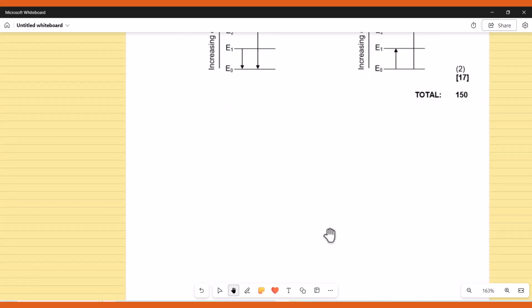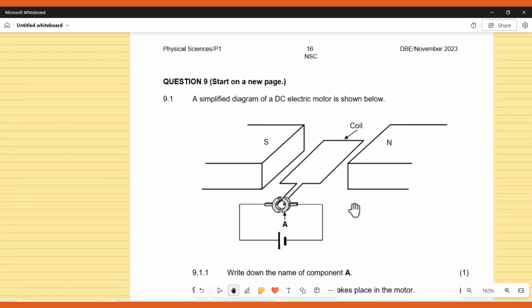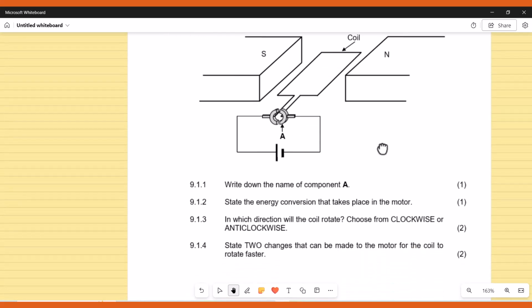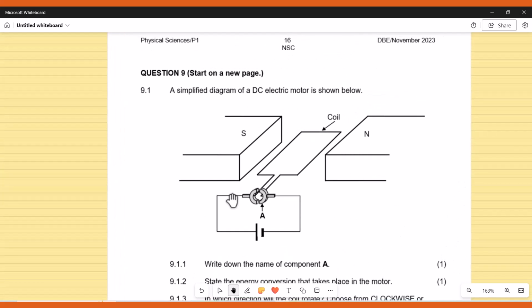Now this question here, I want to explain it again. Now they say that a simplified DC diagram of an electric motor is shown below. In which direction will the coil rotate? Choose from clockwise or anti-clockwise. Remember that the motor and the generator use different principles. With the generator, we use the right-hand rule. With the electric motor, we use what? The left-hand rule.